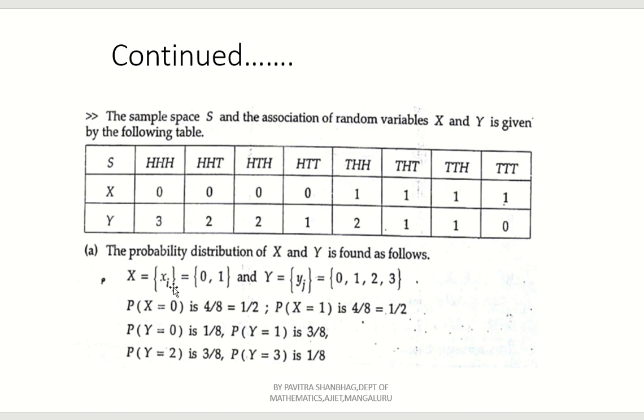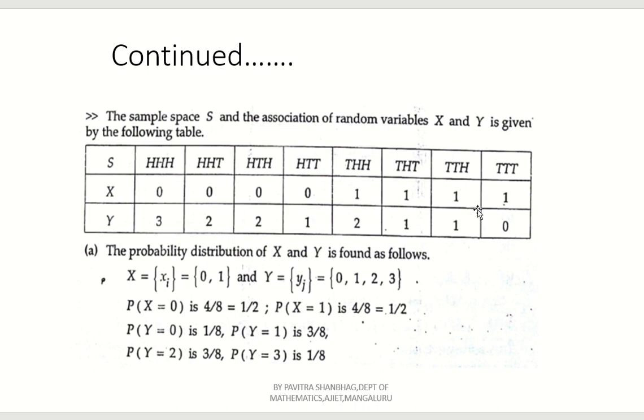Capital X, that is xi, represents either 0 or 1, only 2 possibilities. What about y here? It will take 0, 1, 2 as well as 3. So how many possibilities? Y represents 0, 1, 2, 3. Now we need to find the probability for each and every case. When x is 0, see probability of x is 0. How many times? Out of 8, there are 4 times 0. So 4 by 8. So what is the probability of getting x equal to 0? It is 1 by 2.